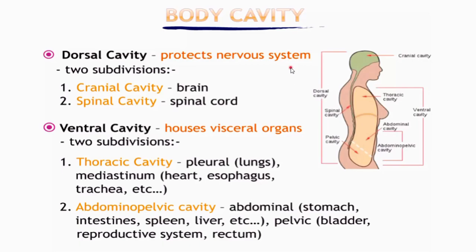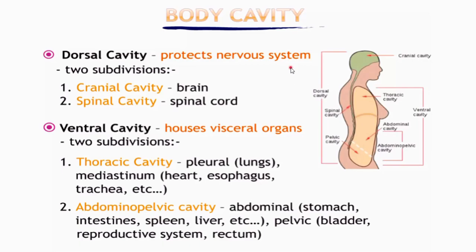We have the ventral cavity, which houses visceral organs and is divided into two subdivisions. We have the thoracic cavity, which includes the pleura, the lungs, and the mediastinum, which holds the heart, esophagus, and trachea. Then we have the abdominopelvic cavity, which includes the structures found in the abdomen. These include the stomach, the intestines, the spleen, the liver, etc.